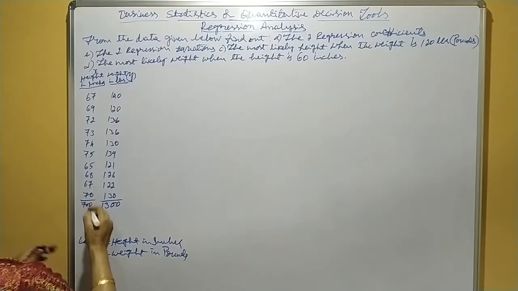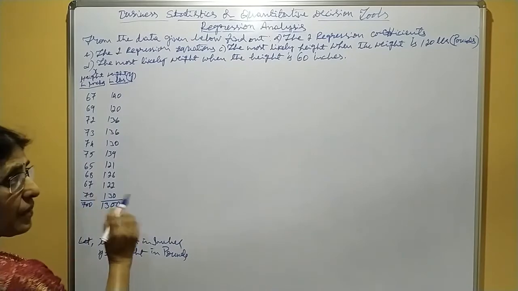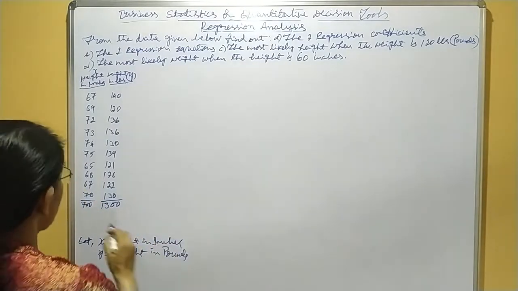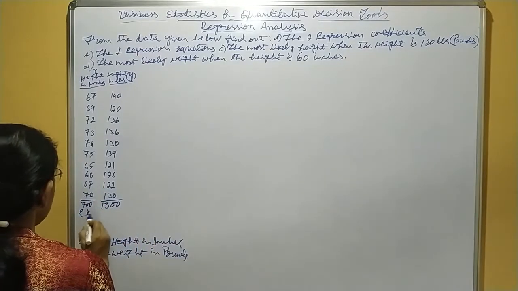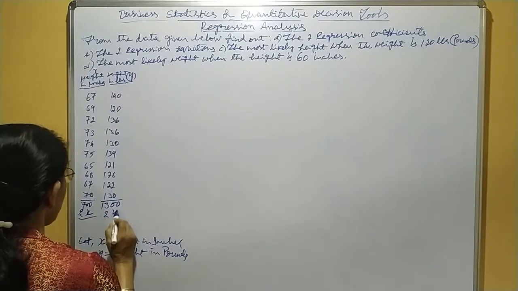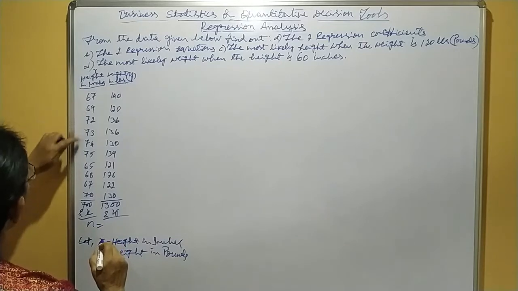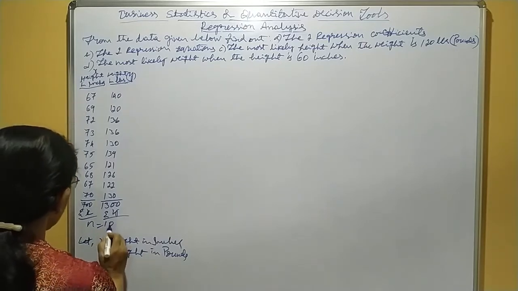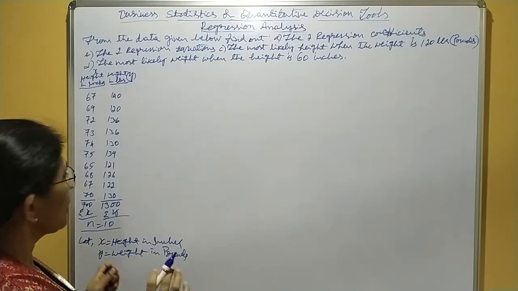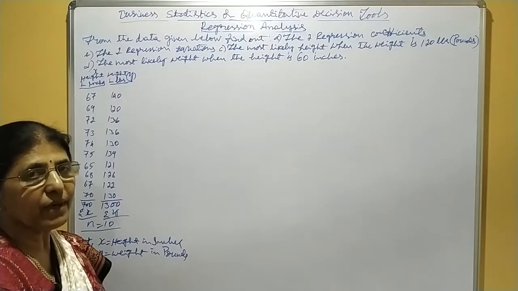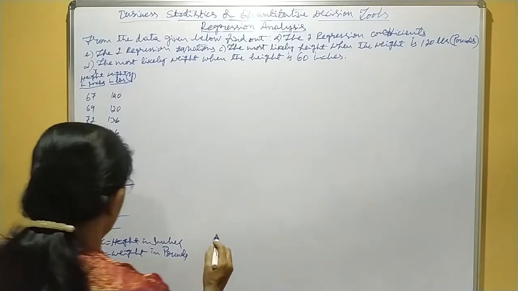Now here I have taken the total. In the examination this total is to be taken by you. Here it is sigma x and this one is sigma y. Then n equals number of paired values, 10. Okay. Now first we have to find out x bar and y bar under ungrouped data.